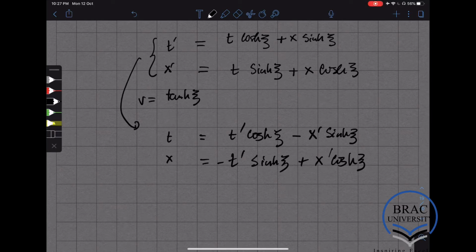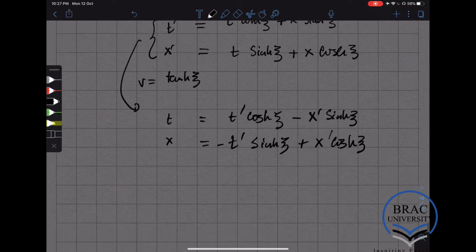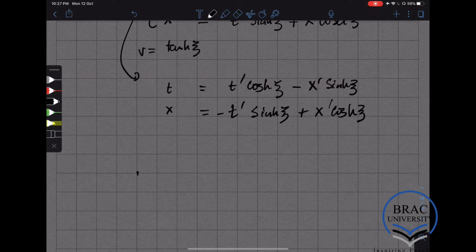So now, suppose that we have a rod which is lying along the x-axis, and it's stationary in the reference frame S, and the endpoints have coordinates, say, x1 and x2, and all the other coordinates like y and z are 0. So now we make a Lorentz boost, and we ask, what is the length of the rod in the new reference frame?